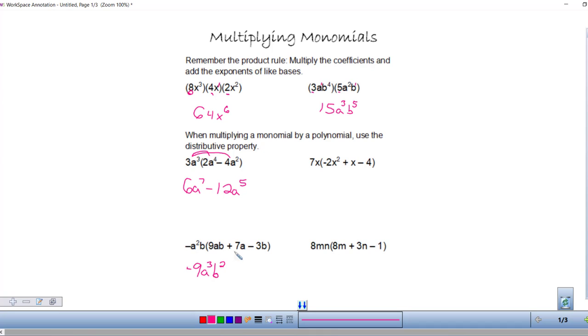Negative a squared b times 7a is negative 7a to the third. b, I don't have any exponent with b to add, so it just stays as b. And then the last piece, we have negative times a negative gives us a positive 3. I don't have anything to add with a, so it's going to stay a squared. b to the first and b to the first makes b squared. Again, I look at these and they are not any like terms, so I can't add them together. Like terms have to have the same variables and the same exponents.